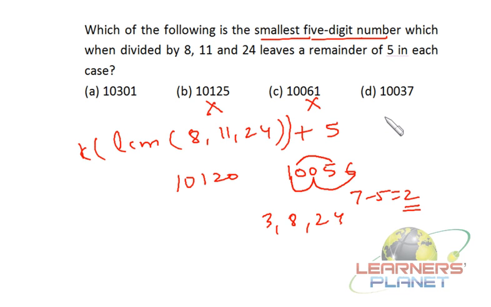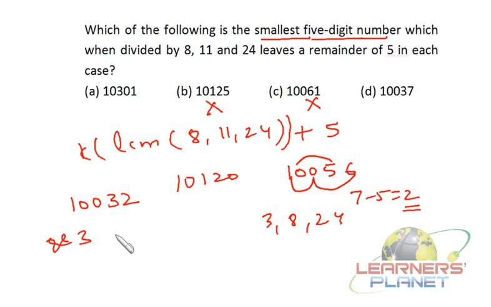Okay, so let's check 10037. After deducting 5, I'll be getting 10032. Now let's see whether this number is divisible by all of them or not. The last 3 digits are a multiple of 8. Definitely this number is divisible by 8. Then 3 plus 2, 5, and 1, 6. The sum of digits is divisible by 3. That means this number is divisible by 3. So this number is divisible by 8 and 3 both as well. Definitely it will be divisible by 24.